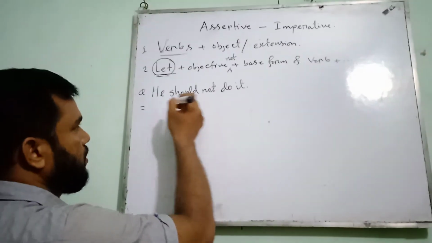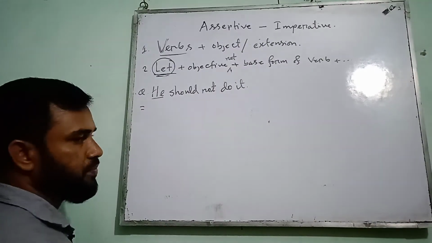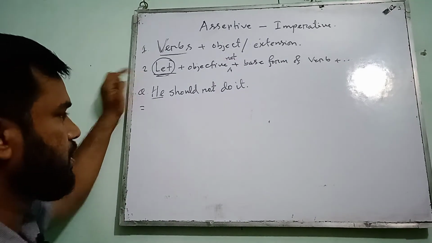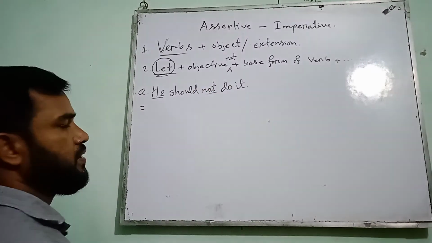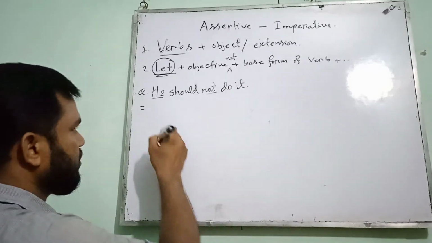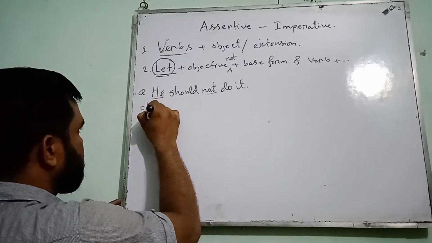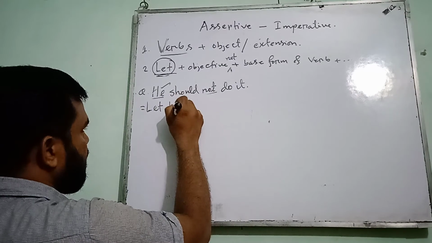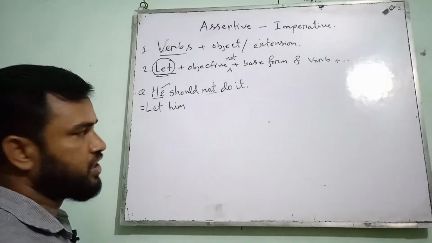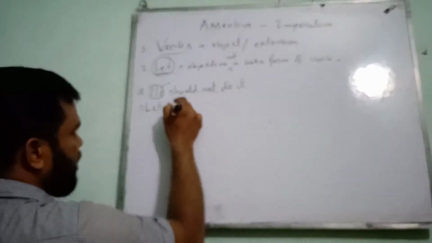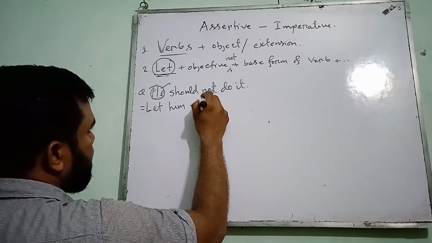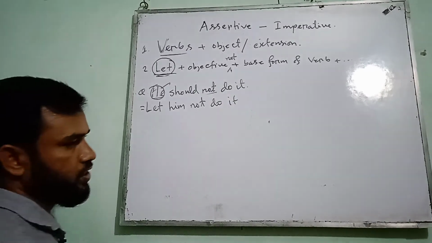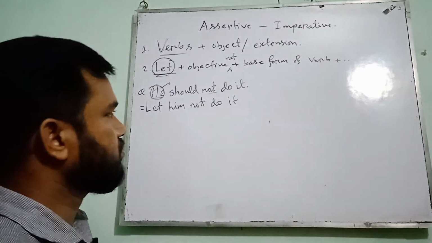Here the sentence does not begin with "you", so I have to use the second structure, and the sentence is negative, so I have to write "let" at first, then "him", the objective form of the subjective "he", then "not", "do it". Let him not do it, or let not him do it.